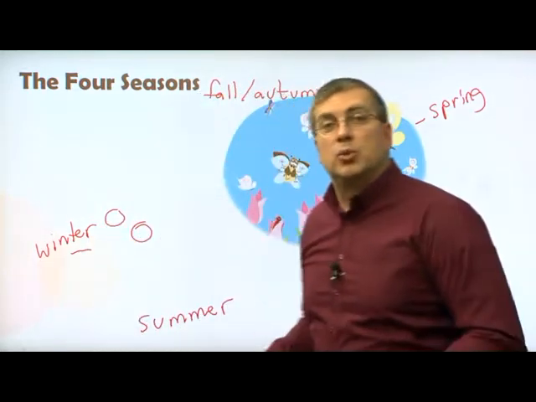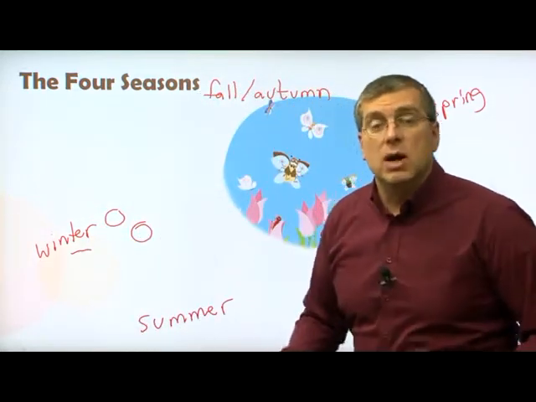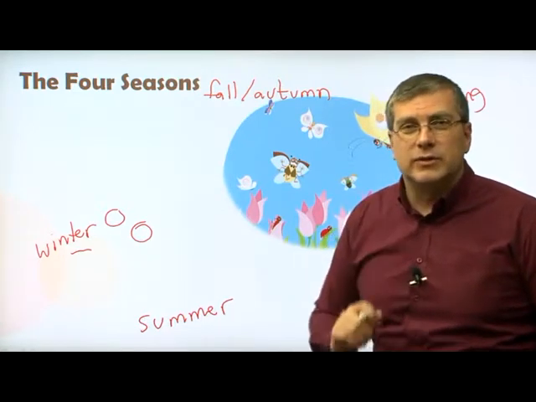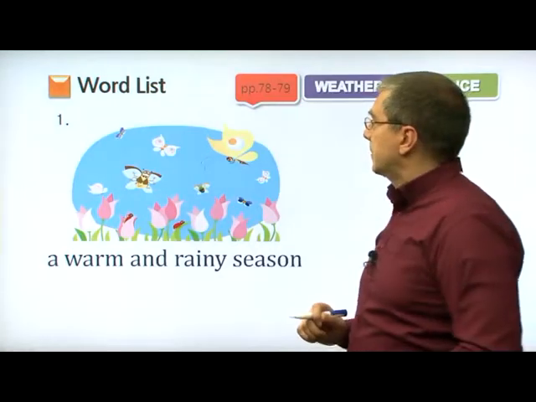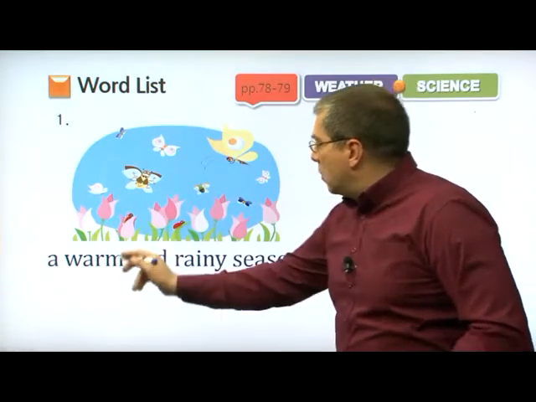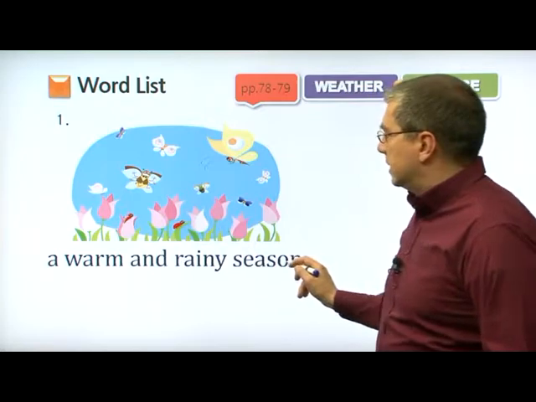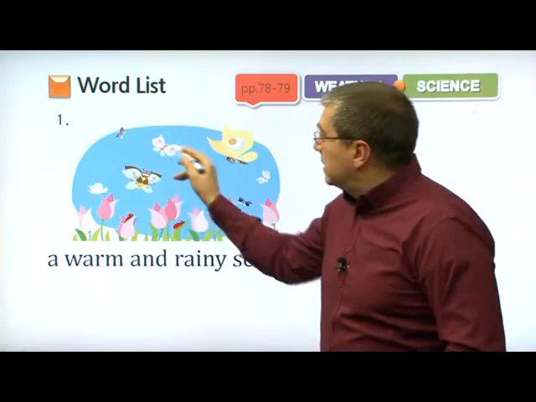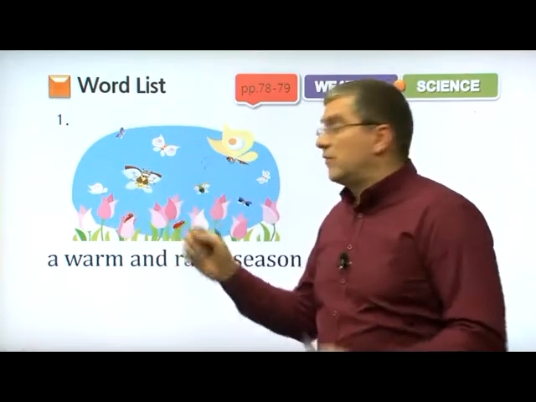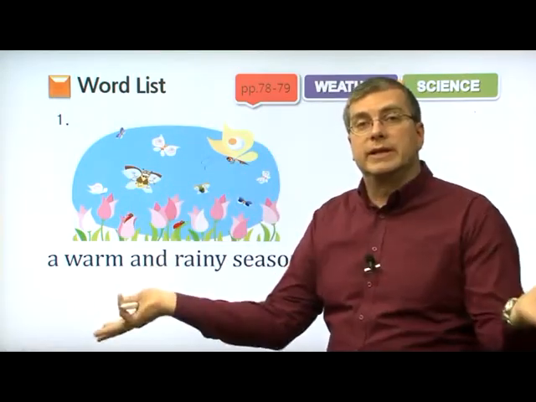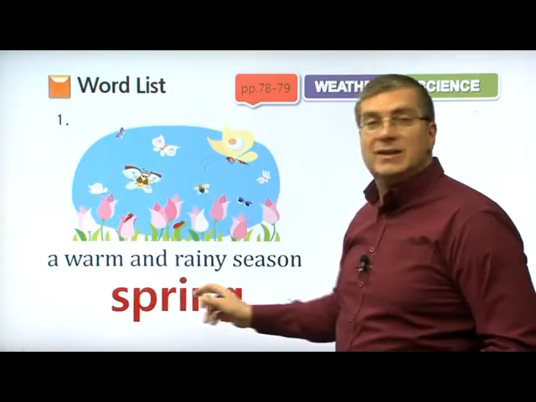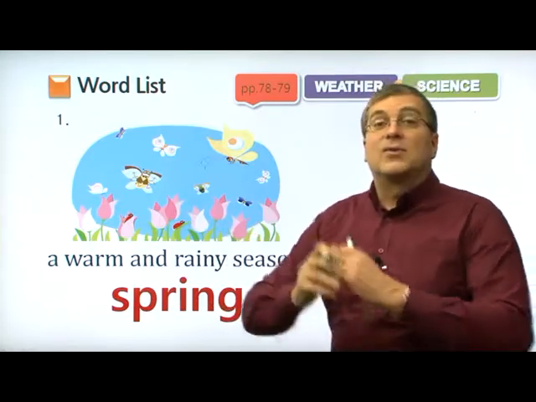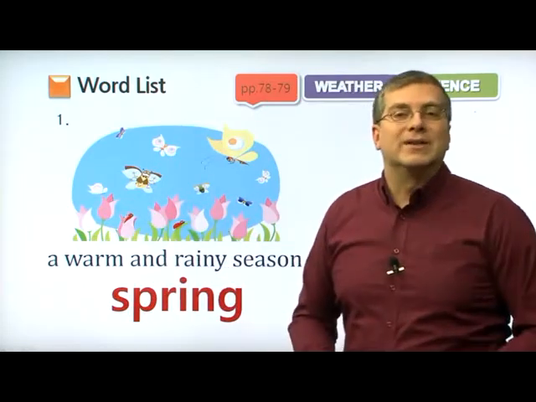Okay, so that's a little preview of the seasons we will talk about in this lesson. Let's now study some words. Our word list, number 1. A warm and rainy season. So it's a warm season, a lot of rain comes down, and as we can see, there's lots of insects come out, flowers bloom. What season is it? We say it is spring. Spring. Okay, so in spring, life comes out, and it also rains a lot.